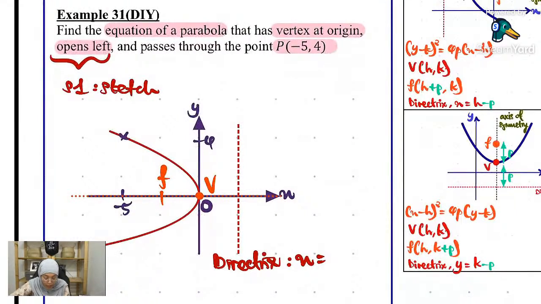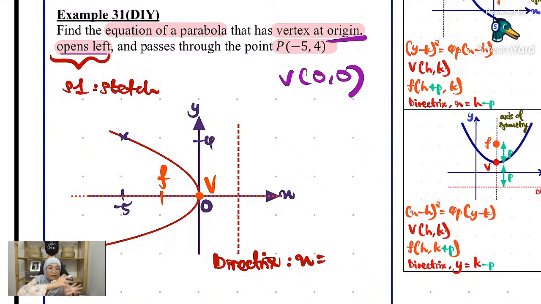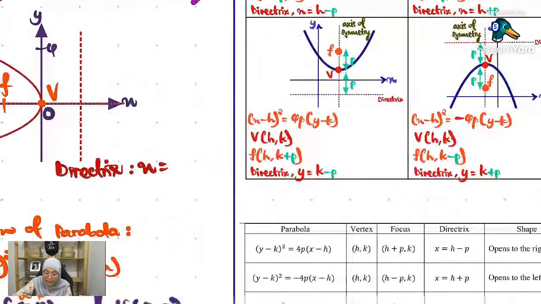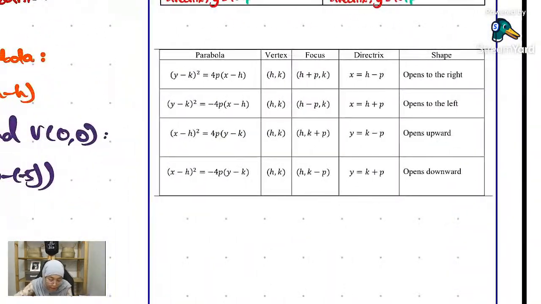So this is DIY question. I would like you to try it, but I need to tell you about what's the meaning of this open left. Okay, read the question first. Find the equation of parabola that has the vertex at the origin. So you keluarkan maklumat V bersamaan dengan 0, 0, origin kan? And then open left. What does it mean by open left? So it's the parabola open at the left side, and then it passes through the point P negative 5, 4. So dekat sini nota saya ada tuliskan sedikit info lah.